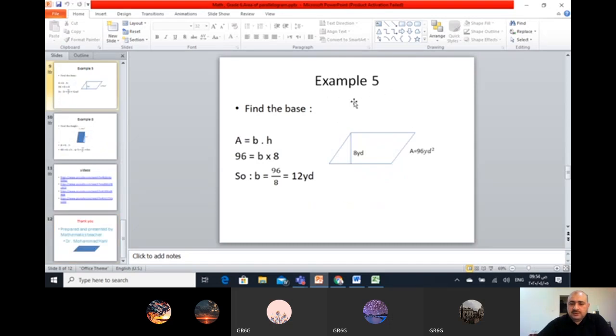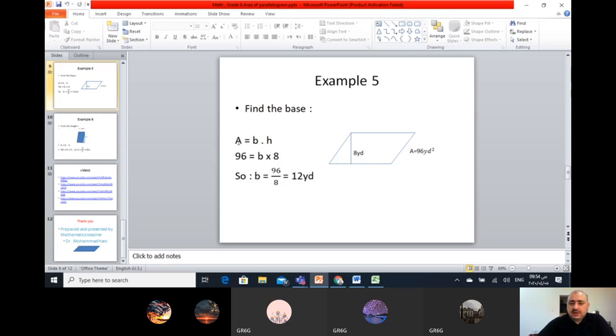Example 5, find the base. Here it's the opposite. Here we have the area. As you see here, area equals 96 yards squared. And we have the height. The height here is 8 yards. How to solve for the base?